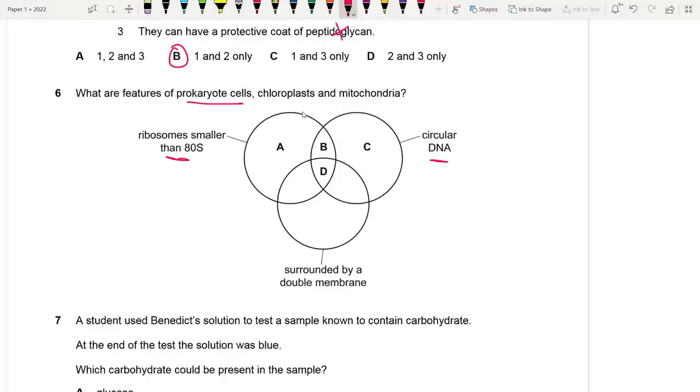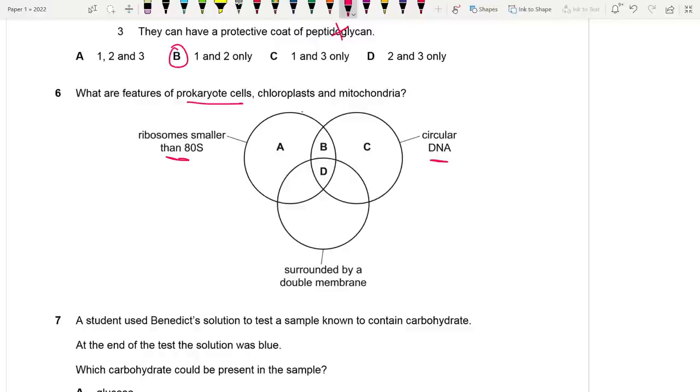Now, what about D, double membrane though? It can't be A or C. It's either between B or D. So a double membrane structure, right? Basically, you need to understand that mitochondria and chloroplasts do have a double membrane, an inner membrane and an outer membrane.